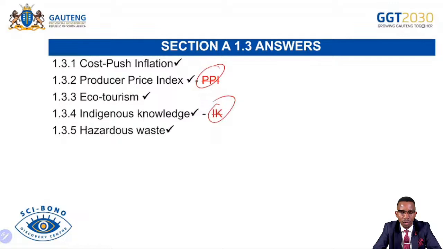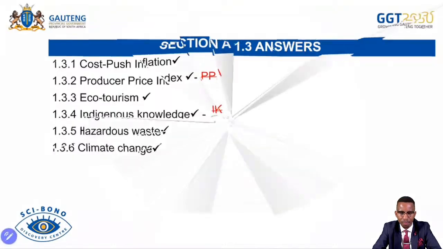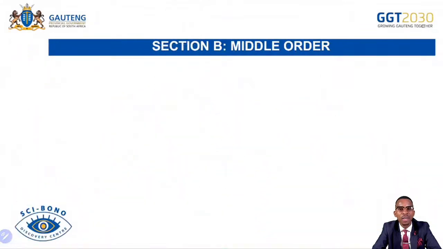Hazardous waste. We know that the disposal of material into the environment that takes time to decompose, such as boxes. That's why we talk about recycling. Climate change also is there, where we talk about sustainable, unpredictable change in weather patterns. So it is very important that you master this section. It gives you confidence as you go on with your question paper.